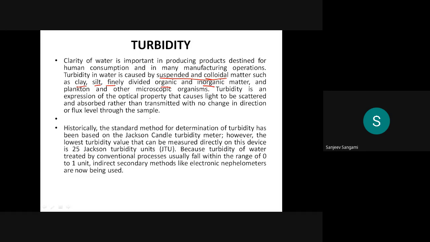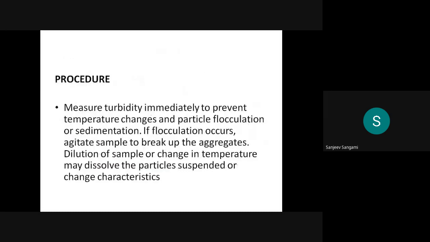Turbidity is an expression of an optical property that causes light to be scattered and absorbed rather than transmitted with no change in direction or flux level through the sample. I'll explain it later. First, before moving on to turbidity, we'll classify the solids. It's a very important factor.